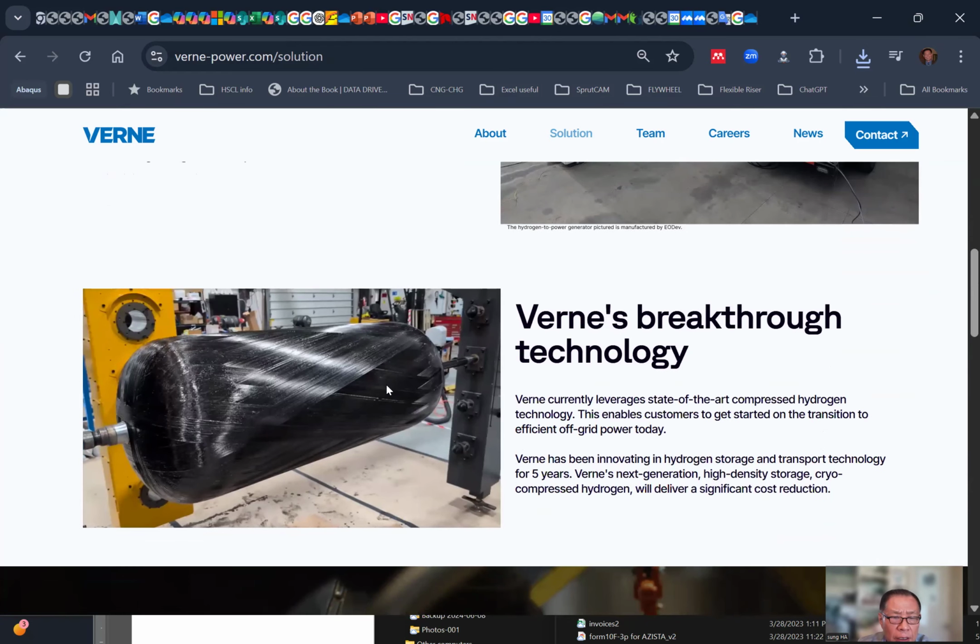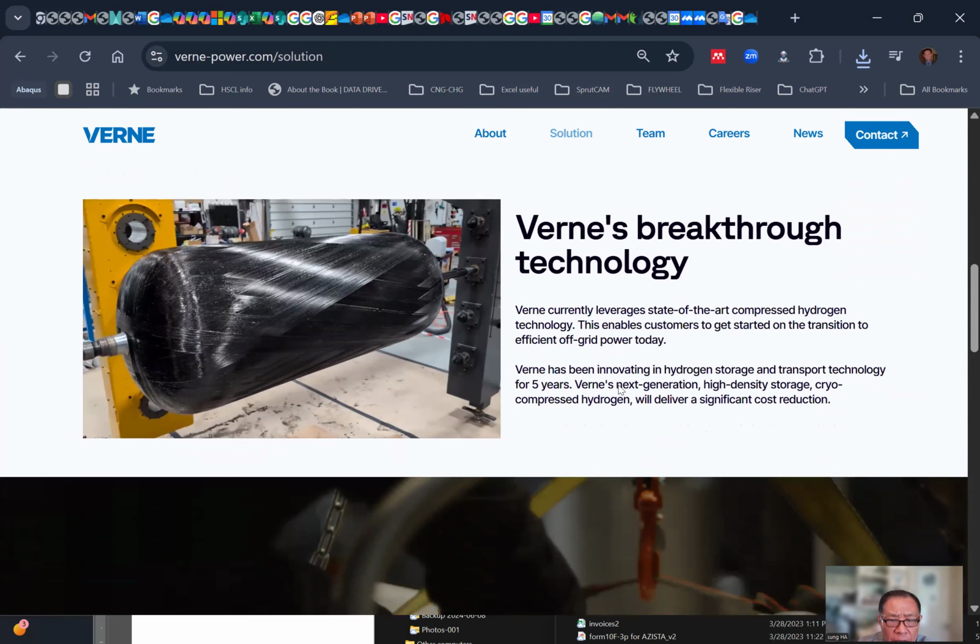Okay, this is the tank. It looks like a regular pressure tank, wrapped with a wet winding tank. So, Bonnet's breakthrough technology: Bonnet currently leverages state-of-the-art compressed hydrogen technology, but this is not just compressed, but also cryogenic inside.